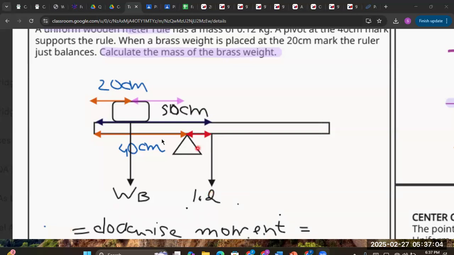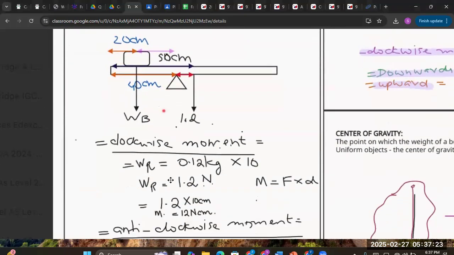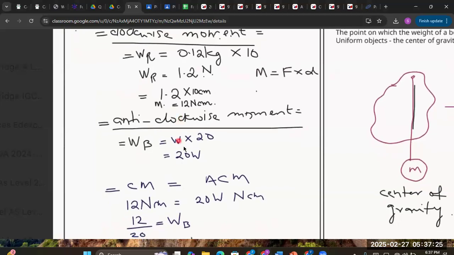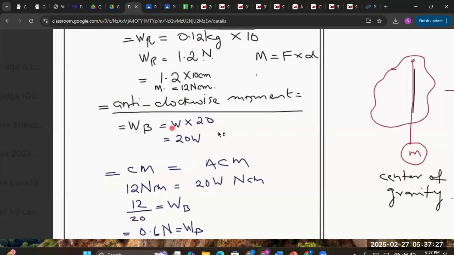Right. So we're going to do 40 minus 20. So for the anti-clockwise, it will be weight of the brass multiplied by the distance to the pivot. The distance to the pivot is 20 centimeter. So weight multiplied by 20 centimeter. So we are going to get 20W, right? We have to basically find the weight.